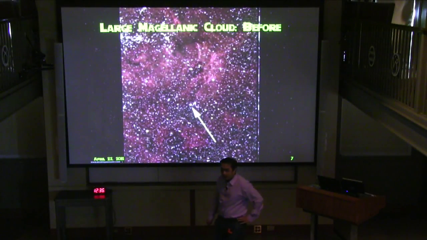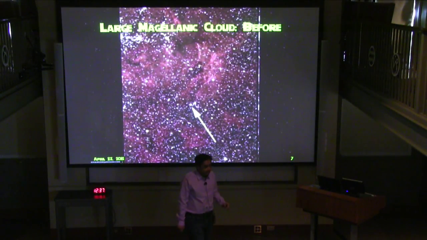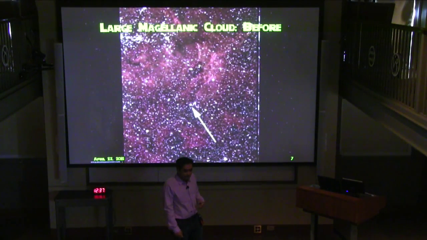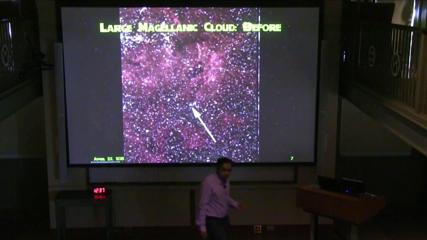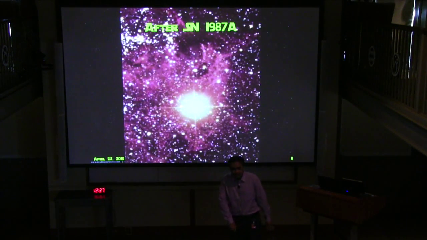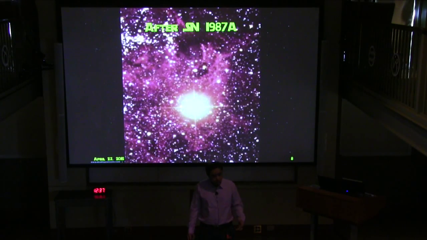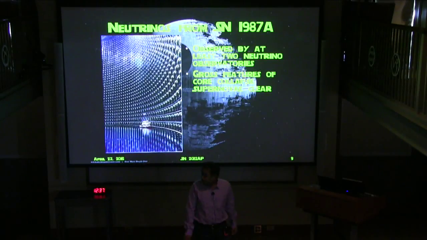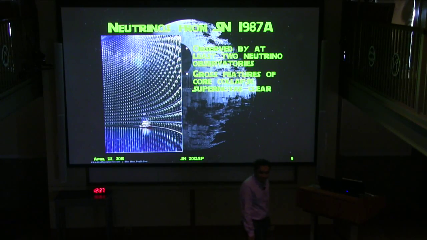Some supernovae are core collapse, in that they're massive stars, their cores collapse, emit a lot of neutrinos, and the outer layers go out into a supernova. And this is the LMC before 1987A, and this is 1987A. By 1987, we were already expecting that supernovae produce neutrinos, and this one did produce neutrinos, and human beings did catch them, at least at two different detectors.